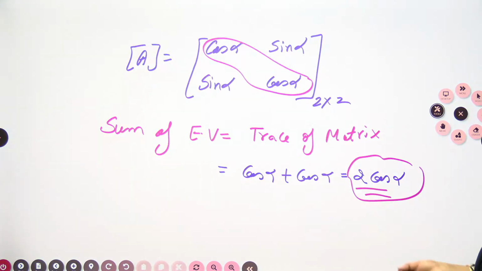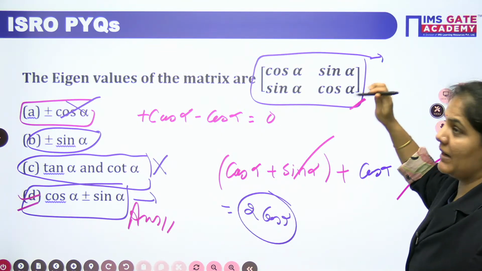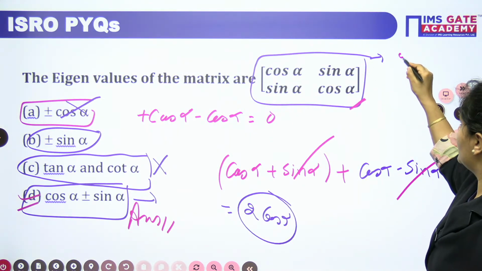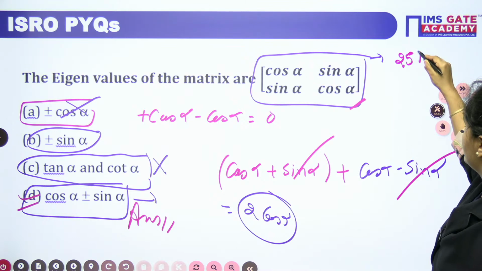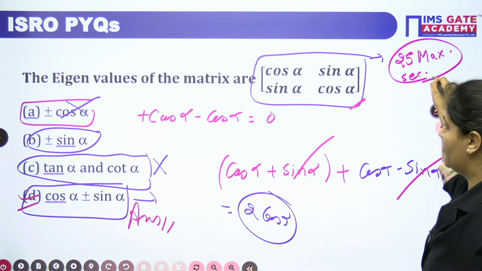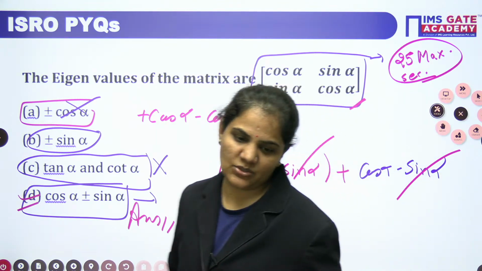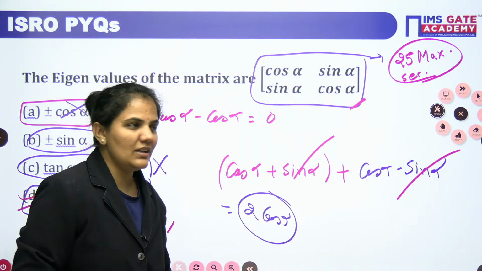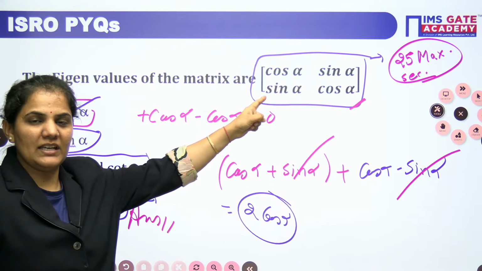So I'm talking about the maximum of 25 seconds for this question. Maximum 25 seconds you will need for solving this question. If you are my student, you can even solve it in 15 seconds, just by checking the sum of the eigenvalues.